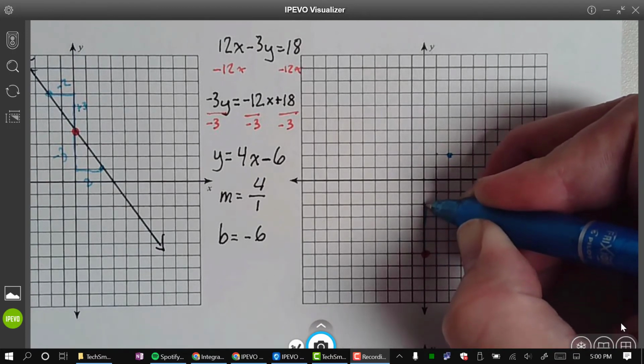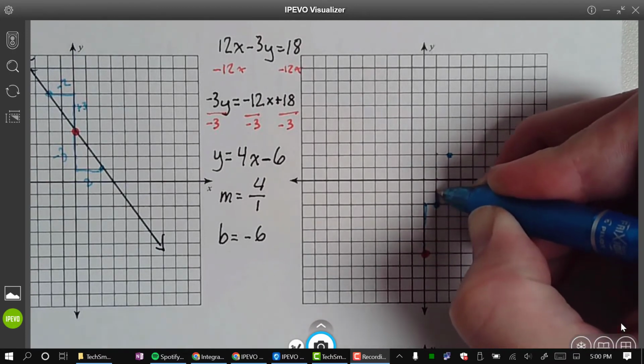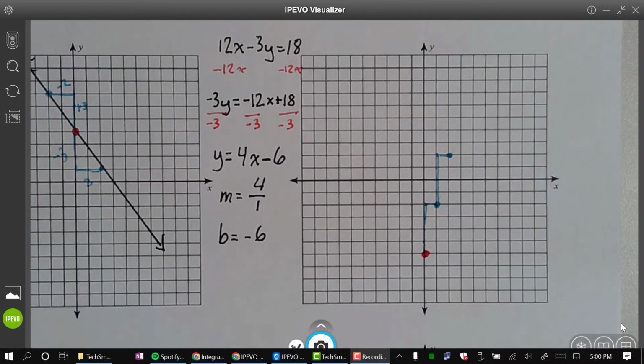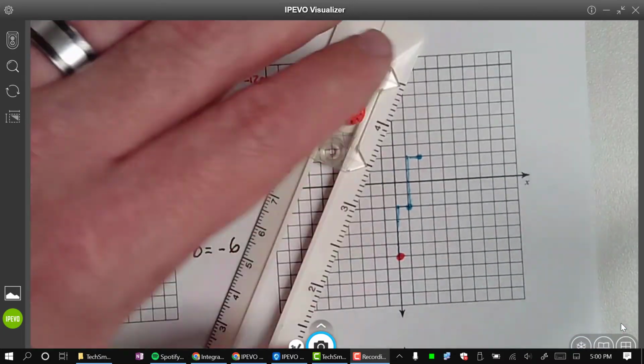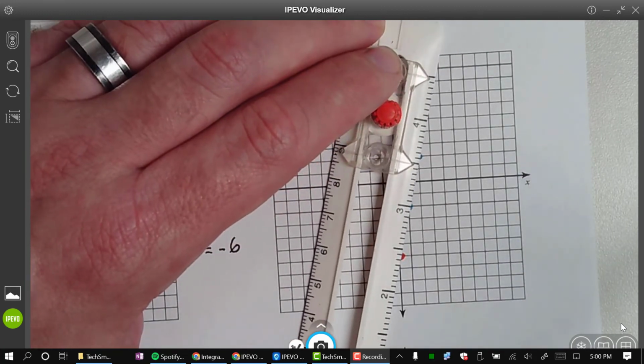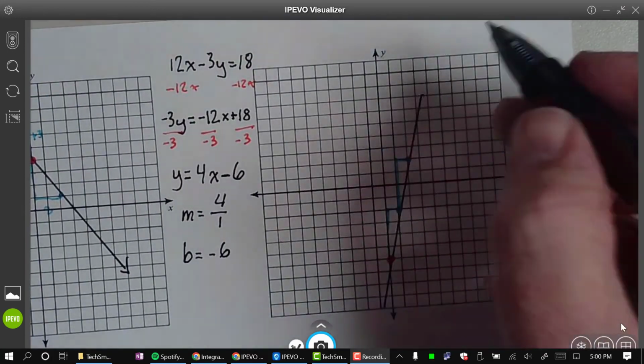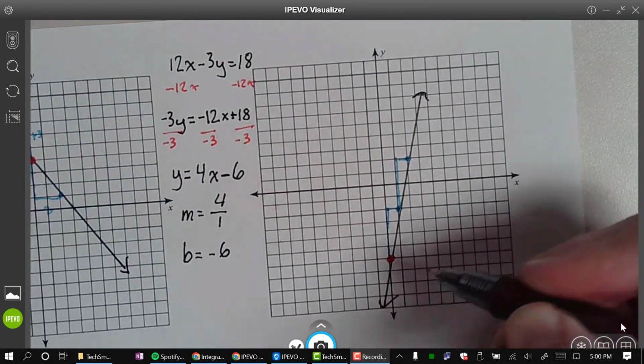And this little thing right here that it forms, this is known as a slope triangle. It's a triangle built off of the slope. Connect this up. And there we have it.